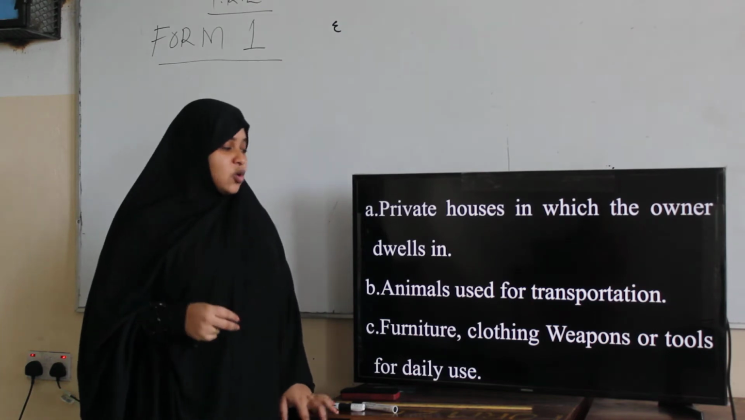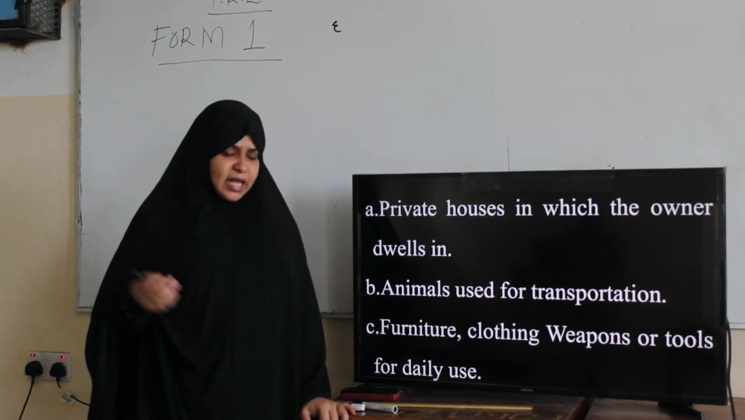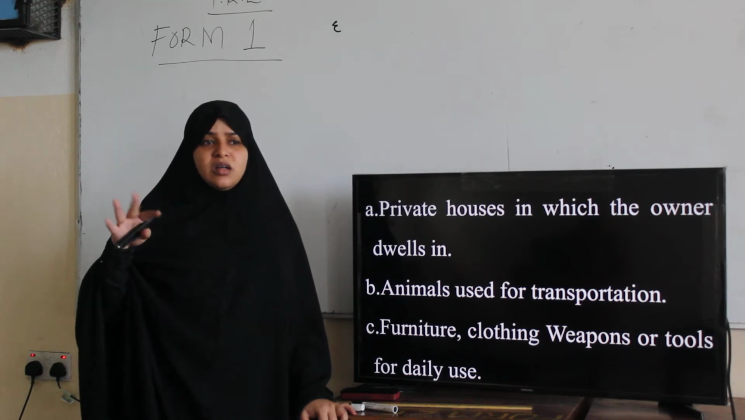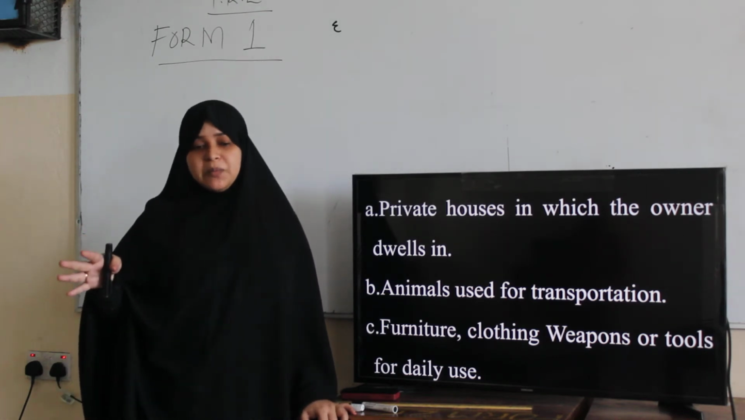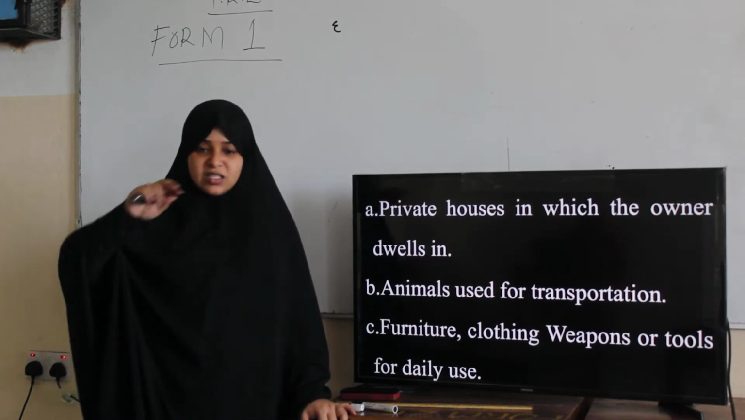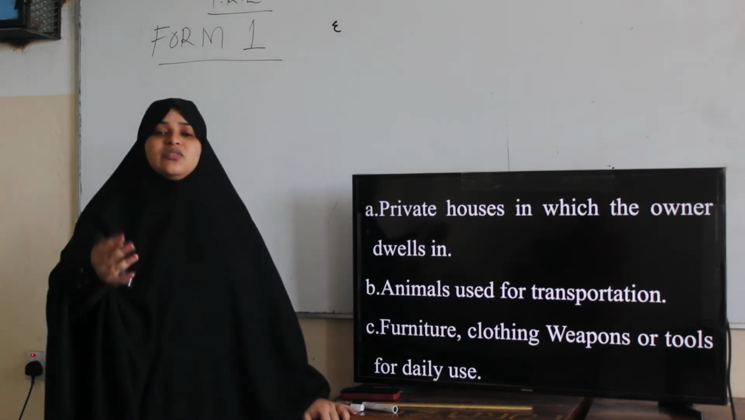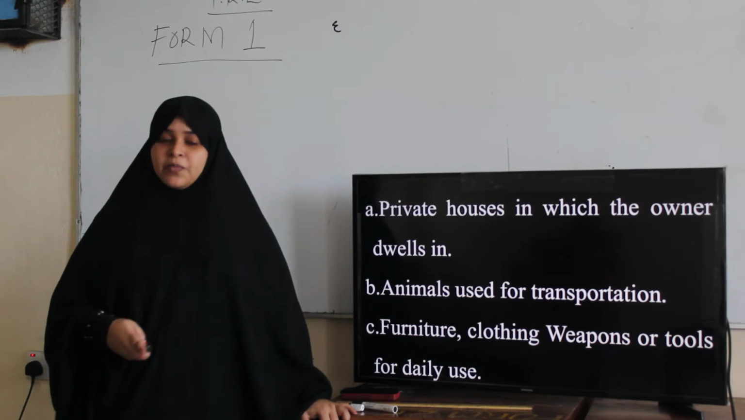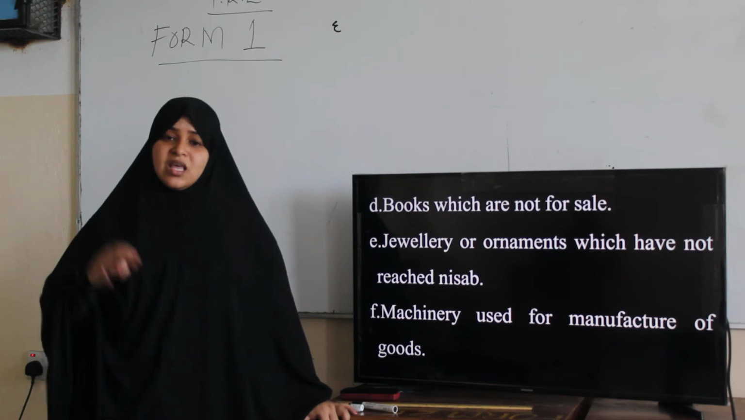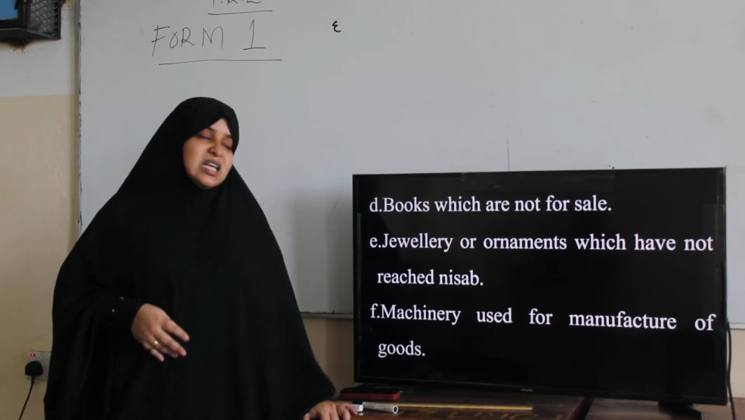Then the furniture or clothing or weapons, or also tools for daily use, like if you have your sofa, if you have clothes in your closet maybe, and also some weapons, or the tools like sufurias, the microwaves, and so on. If you use them, you don't have to give them out as zakat. Then another item: these are the books which are not for sale. There are some books which are given out for free, so you cannot use those books to give as zakat.